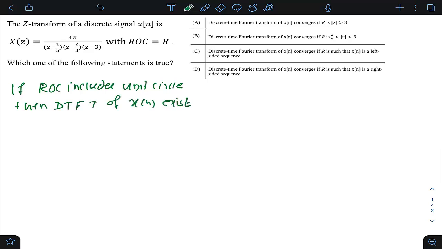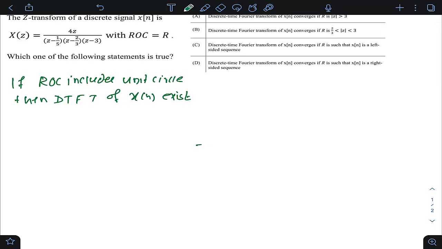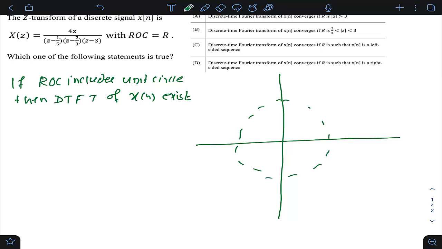Like in the S domain, if the ROC includes the j omega axis, the CTFT exists. Similarly, if the ROC includes the unit circle, the DTFT exists. So here, let me draw this. This dotted circle is the unit circle, and the poles exist at 1 by 5. So let's say this is your 1 by 5, and then one more pole exists at 3. So let's say this is your 3.